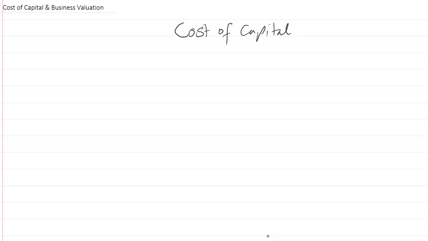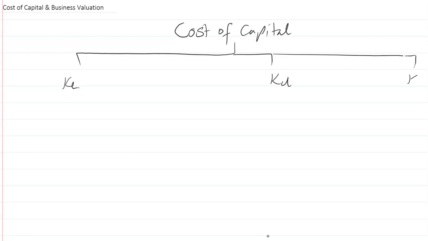In cost of capital, there can be different areas. For example, we are going to study first of all cost of equity, then cost of debt, then cost of preference share. In cost of equity, there are two methods to calculate cost of equity. First one is dividend valuation model.